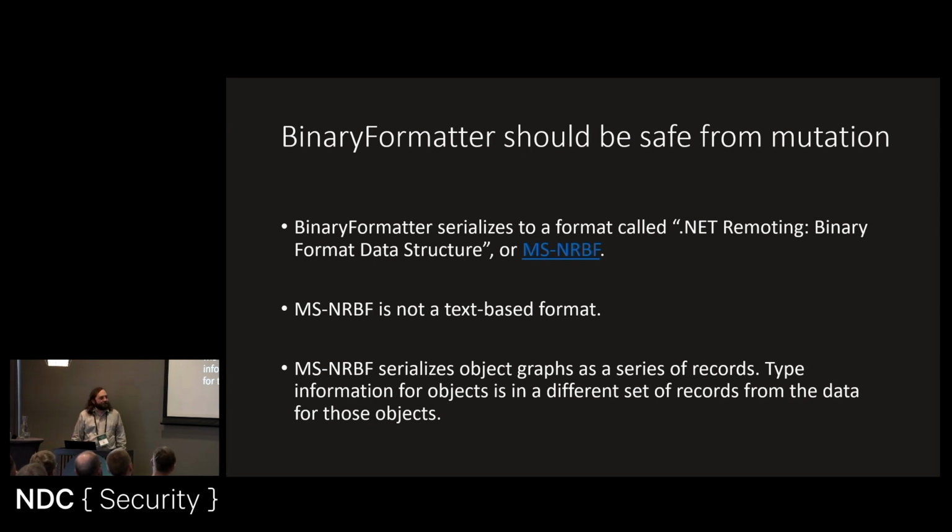So the key here is that when we've been doing mutation attacks against JSON or BSON payloads, the problem is that some of that data can suddenly be the type information for the object. You can have some key value pair in there and the data is turning into the metadata. But that shouldn't be possible with BinaryFormatter because the metadata is kept separately from the actual data.